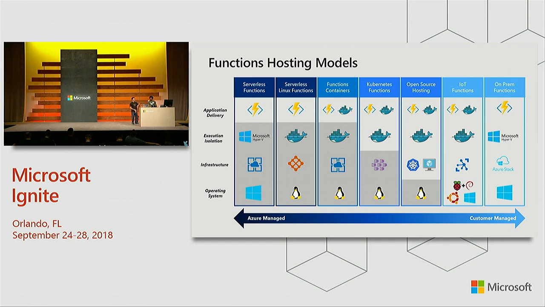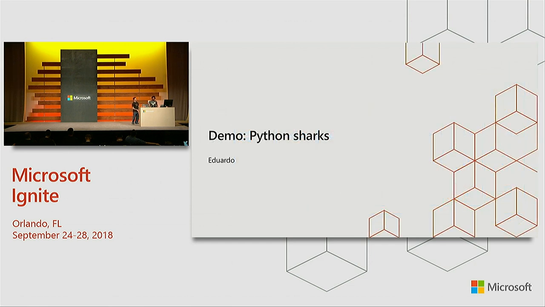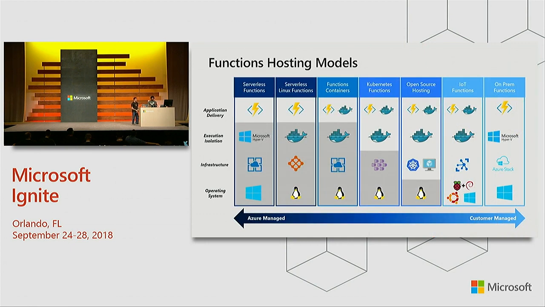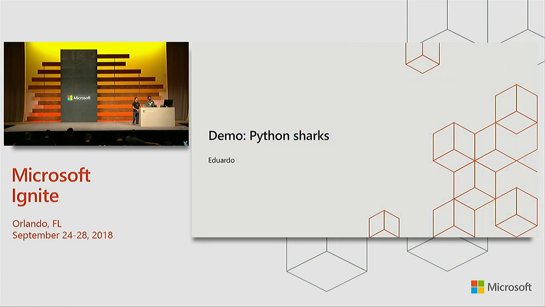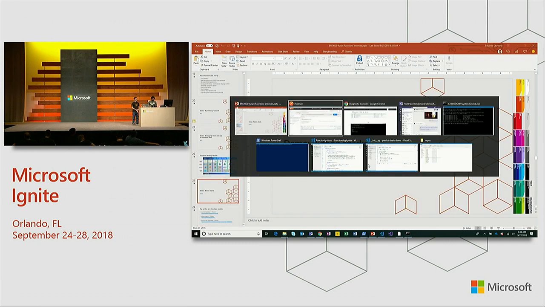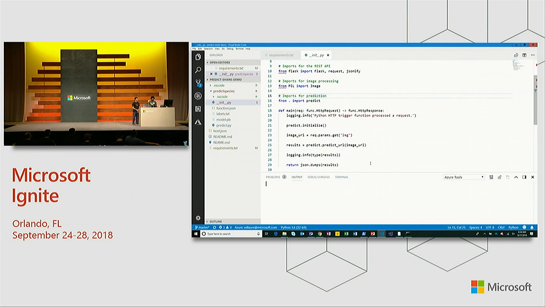So with all of those options now, what's a good example of what we can do? So we want to do a Python demo. I don't know why, Florida, I thought sharks would be a good demo. So that's what I'm going to do here. I'm going to show you the code first. This is a Python demo running on one of the new hosting options that we have? Yes, so that one will run on Linux consumption.